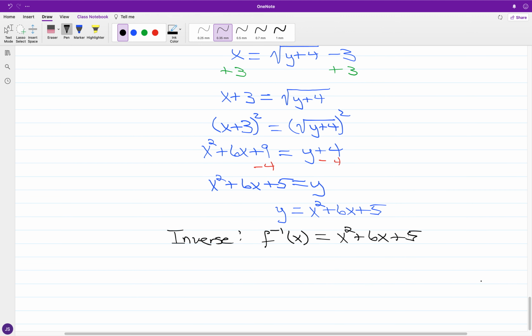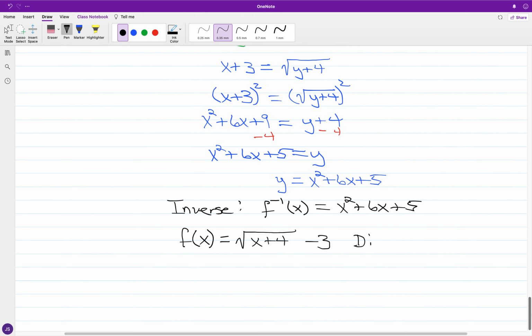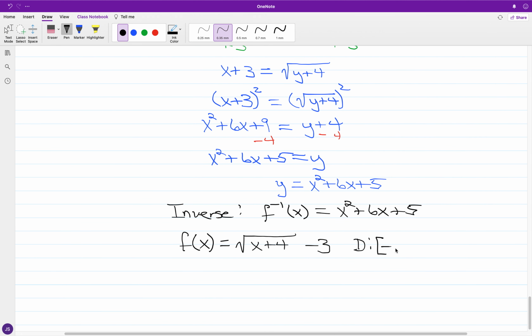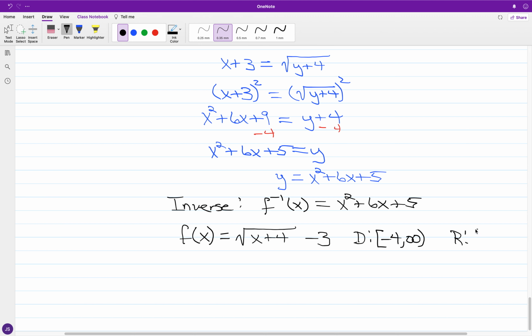But I want to mention something about domains and ranges. So you have f of x, again, that was the square root of x plus 4 followed by the subtraction of 3. And again, for the domain of that function, we had from negative 4 to infinity for what we had in x. And the range for what we had in y, you have from and including negative 3 on out to infinity.